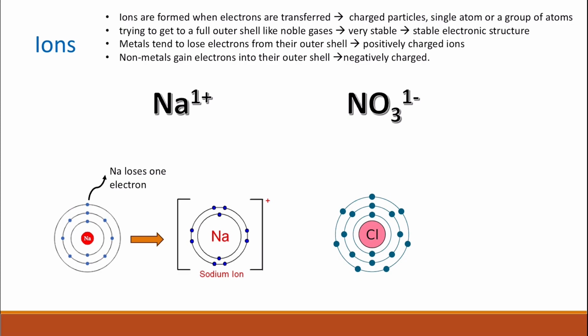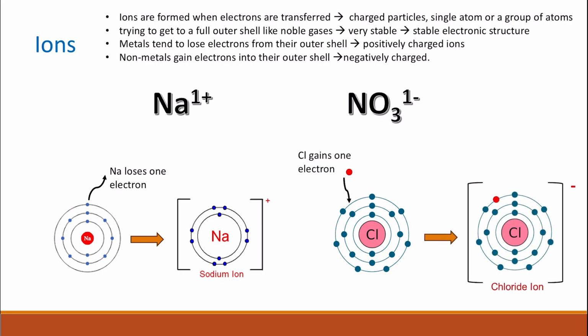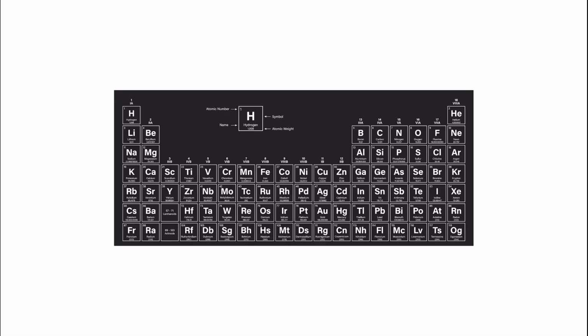Nonmetals like chlorine, for example, have 7 electrons in their outer shell. So chlorine, in order to reach the stable configuration with a full outer shell, needs only one electron. So chlorine can gain one electron, and that will lead to formation of the chloride ion, where now there is one more negative charge from the electrons than the number of protons inside the nucleus. So it will give you a 1- negative ion.